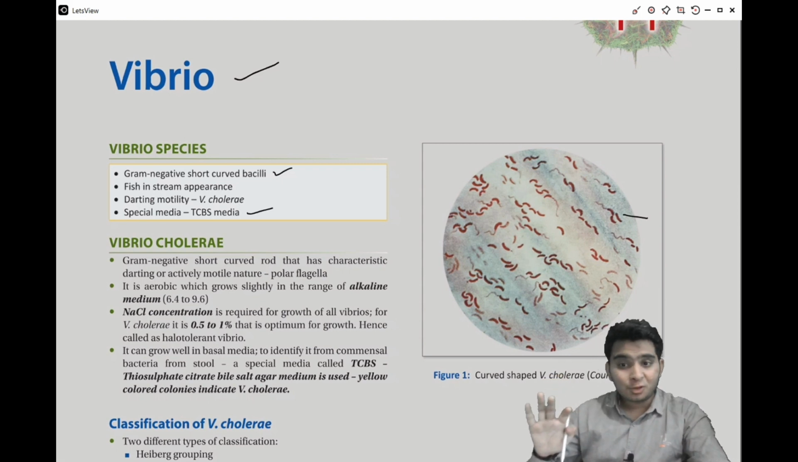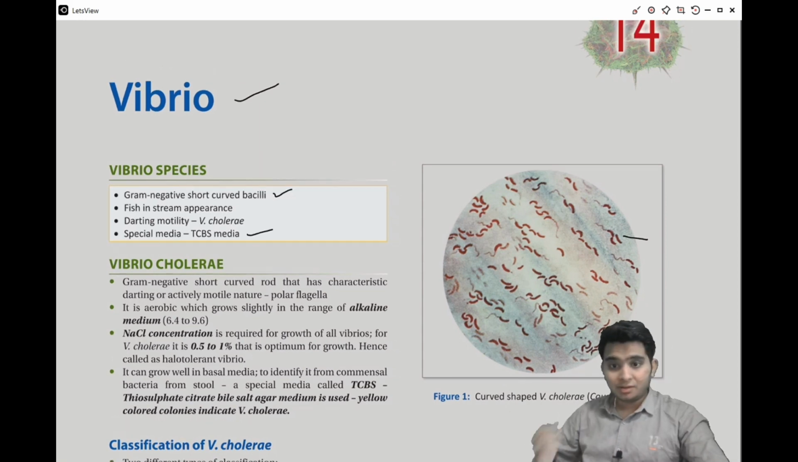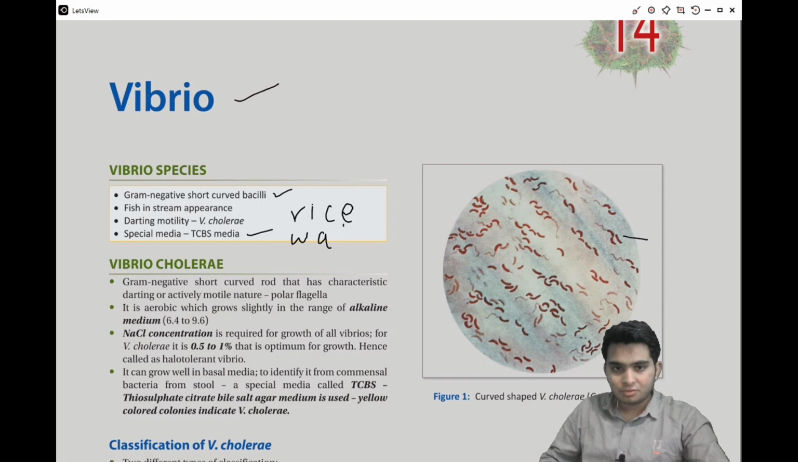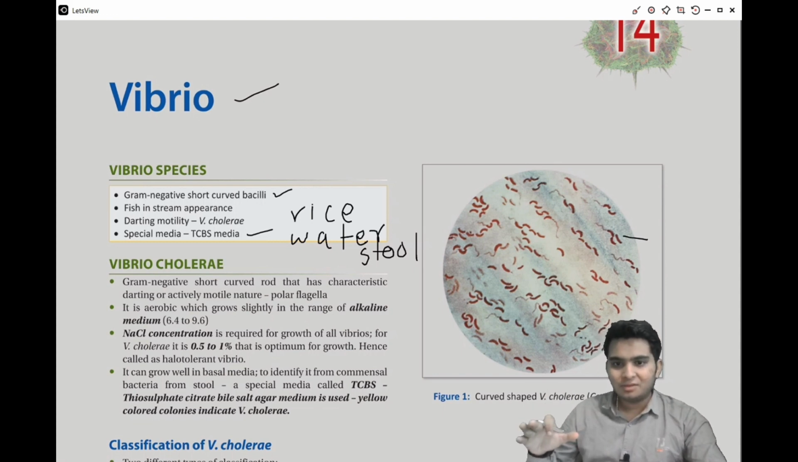From these 4 points you can diagnose a case of Vibrio cholerae infection. One more point is the rice water stool. Memorize these 5 points to diagnose the Vibrio cholerae infection.